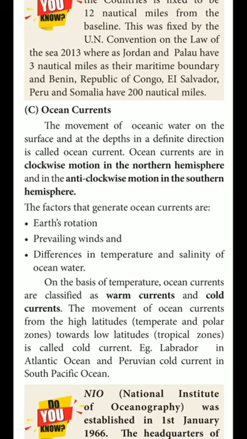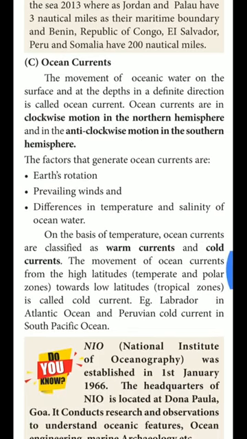What do you know about this ocean current? The movement of oceanic water on the surface and at the depth in a definite direction is called ocean current. Ocean currents are in clockwise motion in the northern hemisphere and in anti-clockwise motion in the southern hemisphere. So here there are some factors that generate ocean current. What are the factors? Earth's rotation, prevailing wind, and difference in temperature and salinity of ocean water.